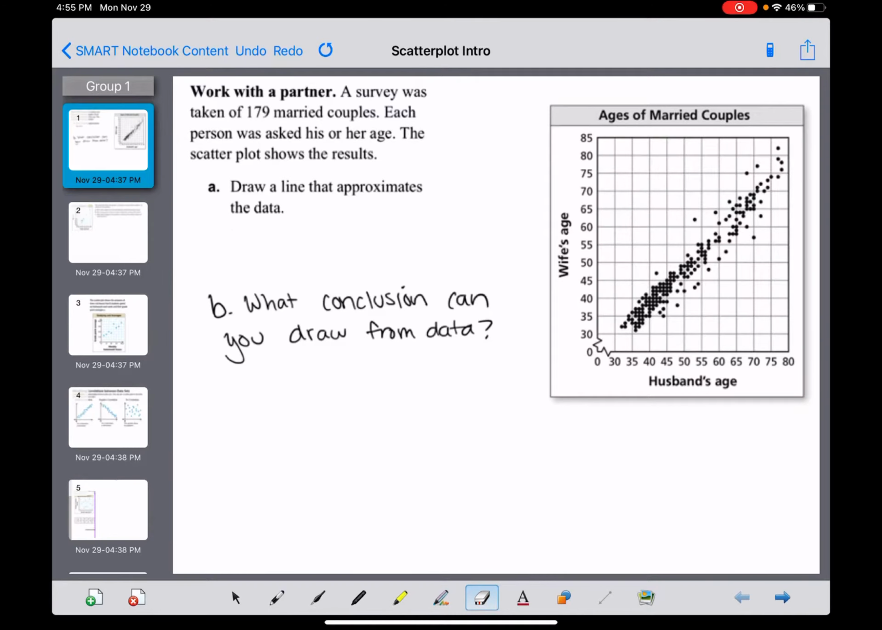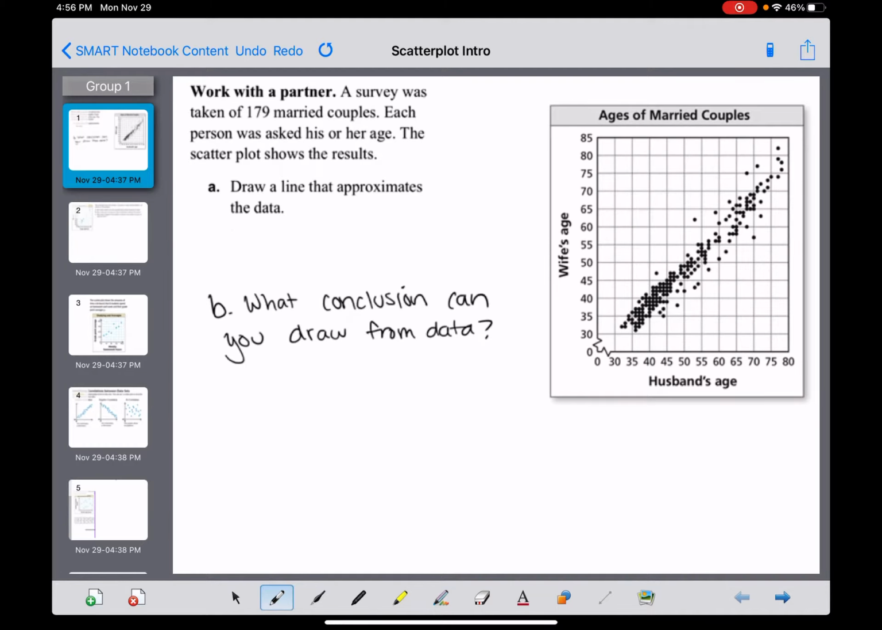Today's lesson over scatter plots is a wrap up of what we were looking at and learning yesterday in class. So we have a scatter plot here that's representing the ages of married couples. We're comparing the wife's age to the husband's age. Recall that a scatter plot is the comparison of two numerical sets of data. So age for both a husband and a wife has numerical value.